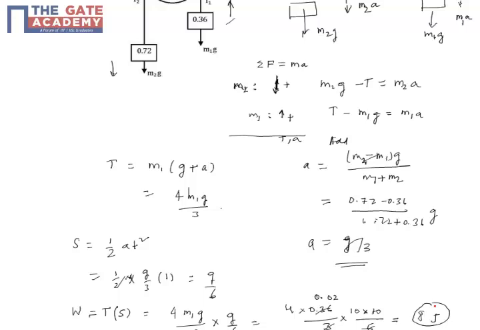So this is basically an engineering mechanics problem where you just apply Newton's law, get the acceleration, and because it's constant, you can apply the kinematic equation ut plus half at squared, so you get G by 6, and then you just compute the work.